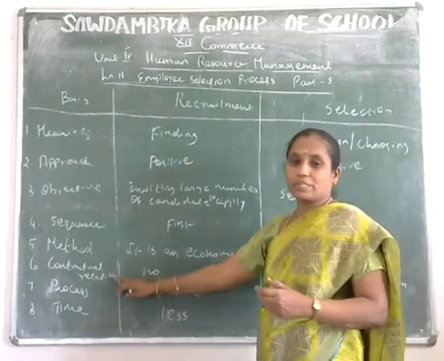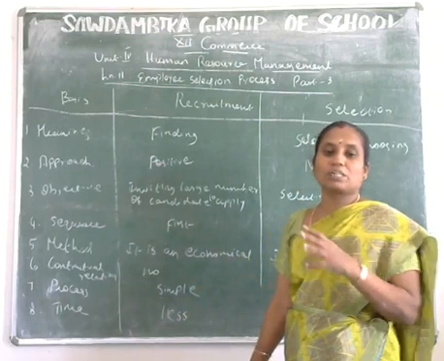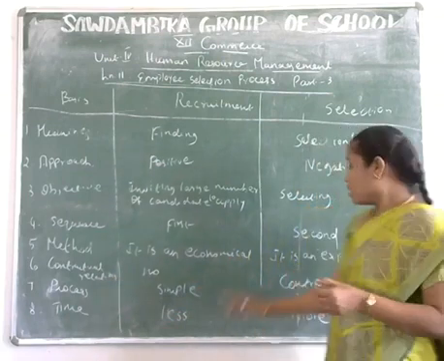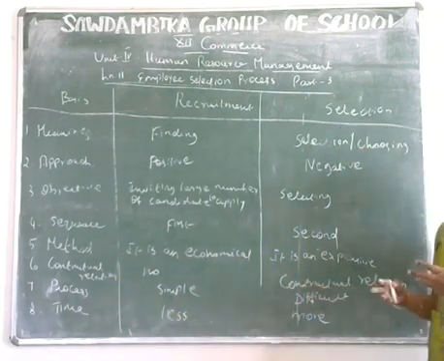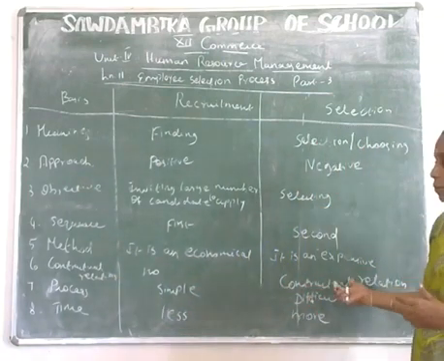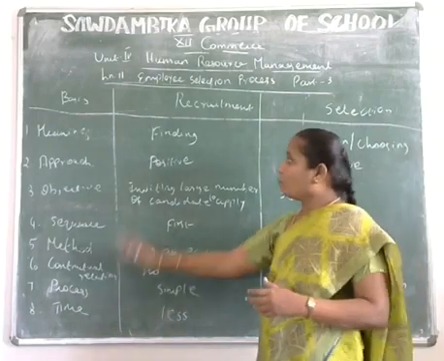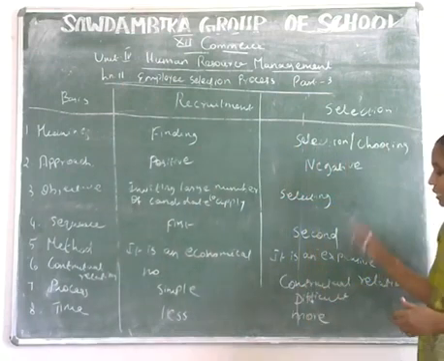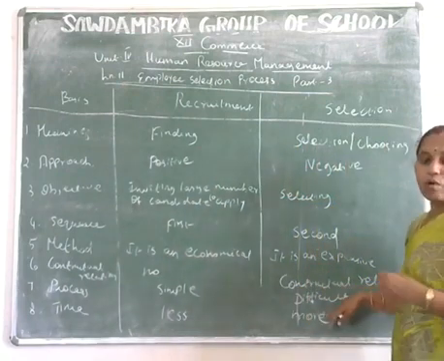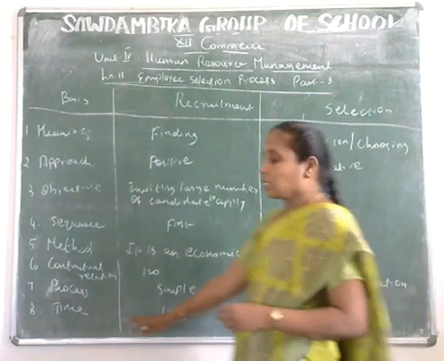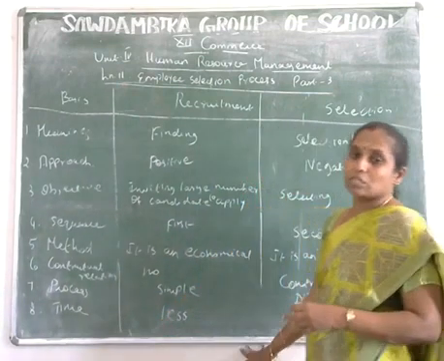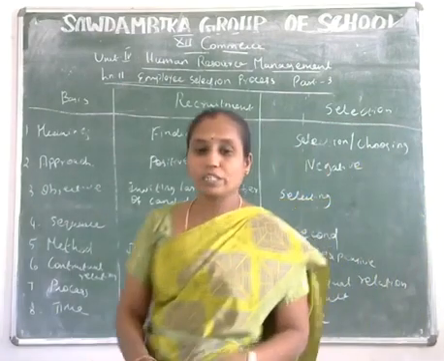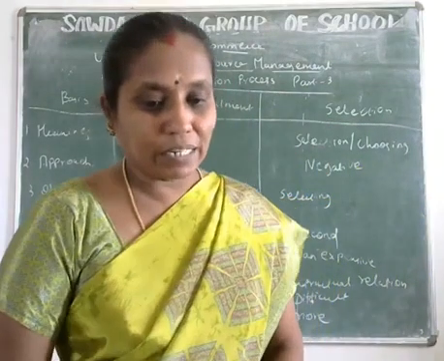And then contractual relations. There are no contractual relations between the employer and the employee in recruitment, only finding the candidates. But in selection there are contractual relations between the employee and employer. And then the process. The process of recruitment is simple, but the process of selection is difficult and complex. And the last one is time. Recruitment requires less time, selection requires more time. So these are the differences between recruitment and selection.